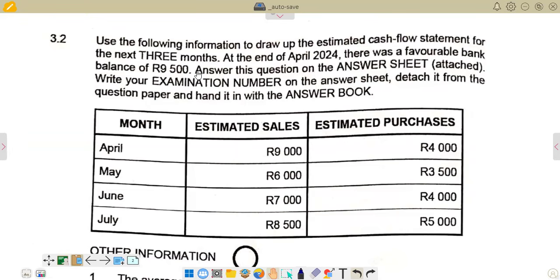In this video, we want to look at a question from the question paper of June 2024. This is the recent question paper that was written, and we're going to look at question 3.2 of that question paper, which is on the cash flow statement.